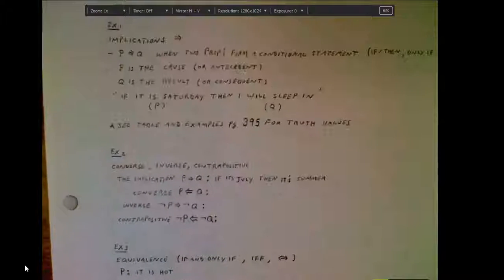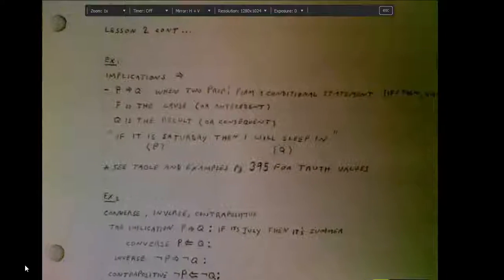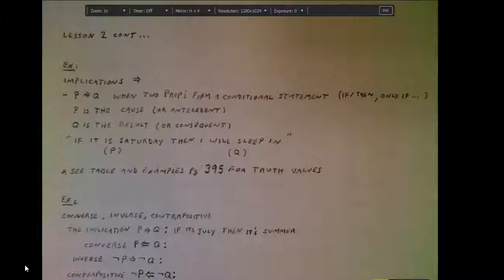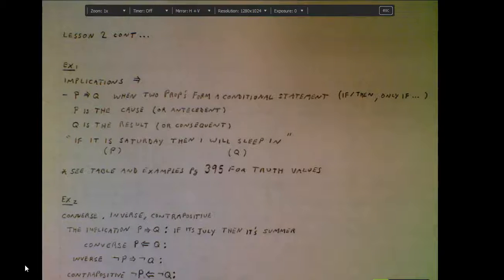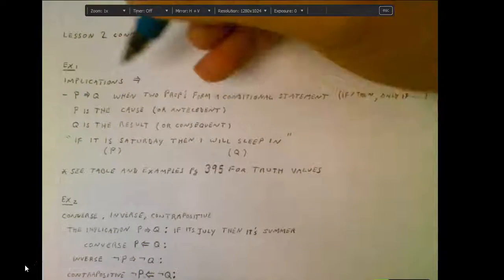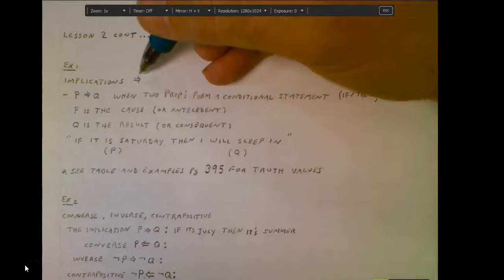So continuing on here for lesson 2. Implications are the phrase if then. You dealt a lot with that when you did geometry. You're going to see some familiar things in this that you did in geometry probably a few years ago. But that's the idea here, is an implication is an if then statement. So the symbol that we'll see for this is like the arrow symbol.